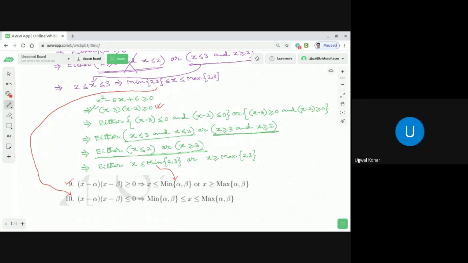Or if you see that (x minus alpha)(x minus beta) is less than or equal to 0, then you can conclude that x is in between these two numbers only, between the minimum of alpha and beta and the maximum of alpha and beta. We do not know the numbers, that is why alpha and beta are symbolic representations, correct or not? But when you know the numbers 2 and 3, then there is no need to say which is minimum and which is maximum. Correct?